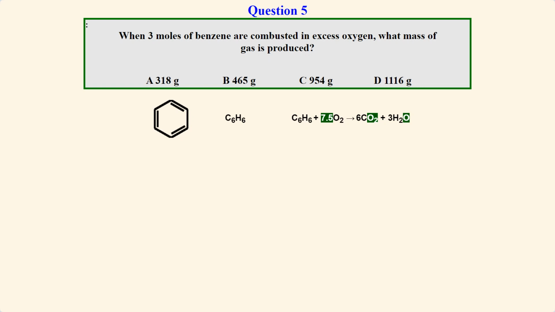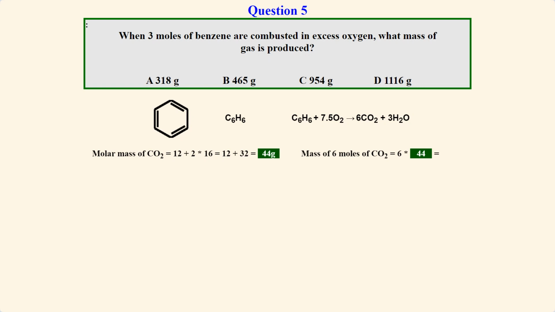So the first thing to do is to work out the mass of 6 CO2 and 3 H2O. Let's do that. First of all we'll start by finding the molar mass of CO2, and it will be 12, the atomic mass of carbon, plus 2 times 16, the atomic mass of oxygen, and if we add that up we get 44 grams. But we've got 6 moles there, 6 CO2, so we've got to multiply the 6 by 44, giving us 264 grams there.